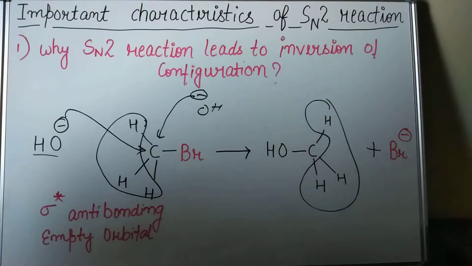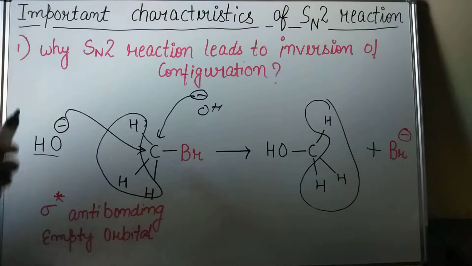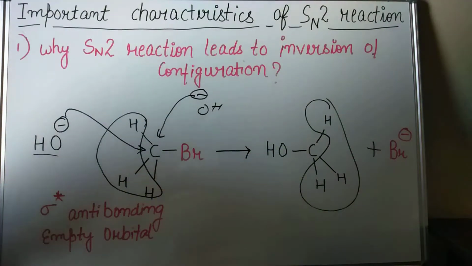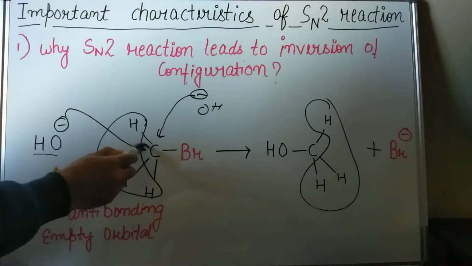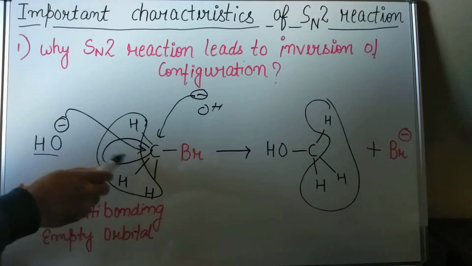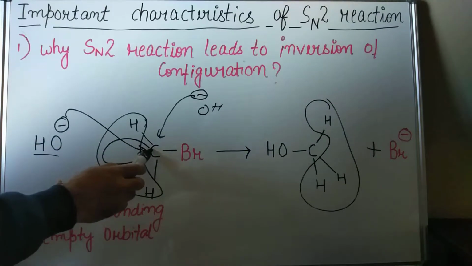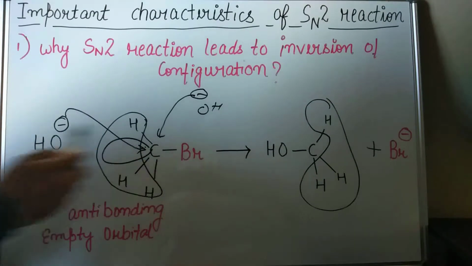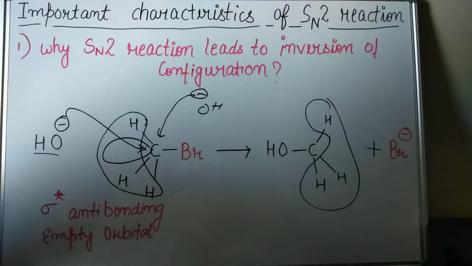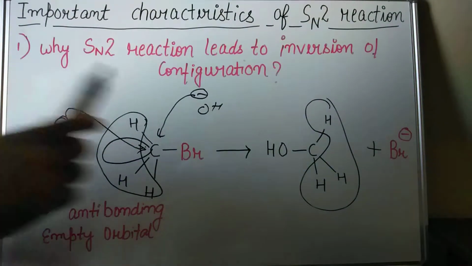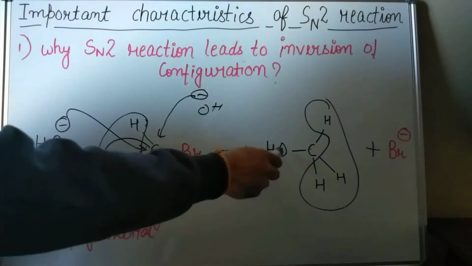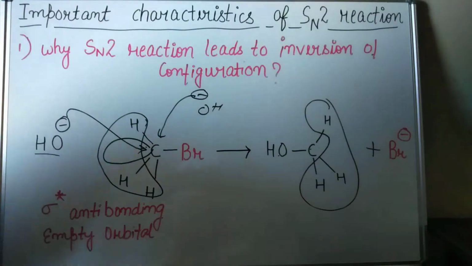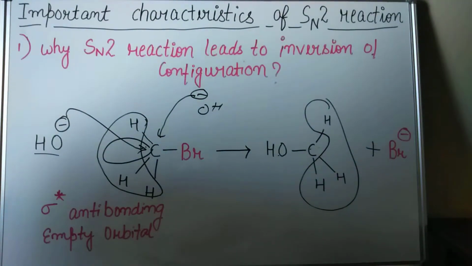Now the second explanation for why it is attacking from the opposite side of the C-Br bond is that the sigma star antibonding orbital, which takes these two electrons from the nucleophile, is also situated on the opposite side of the C-Br bond. And therefore, you will notice that in the product, the carbon-oxygen bond that has been newly formed is always opposite to the C-Br. So now you know what is the reason.